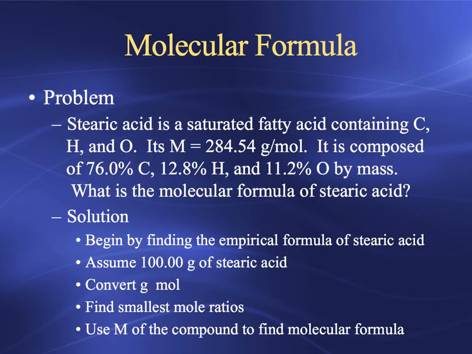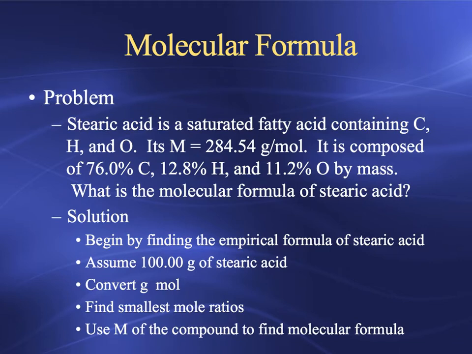Okay. So let's try another one here. Stearic acid is a saturated fatty acid containing carbon, hydrogen, and oxygen. So this is back from biology. Maybe you learned about it. It's common in things like meat, steak, turkey, chicken, things like that. Its molar mass is, okay, it's a big one, 284.54 grams per mole. It's composed of 76.0% carbon, 12.8% hydrogen, and 11.2% oxygen by mass. What is the molecular formula of stearic acid?